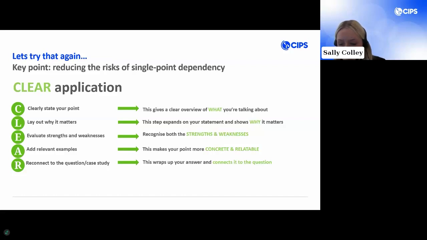So again, by structuring your answer using the clear framework, you're going to write a clear, balanced and well-supported answer for each point. Just to note, if you've seen different frameworks for structuring your answer, that's fine. The key important areas are a clear introduction, an explanation, and then a conclusion, and adding in those examples. It's that together that will help you achieve those higher marks.